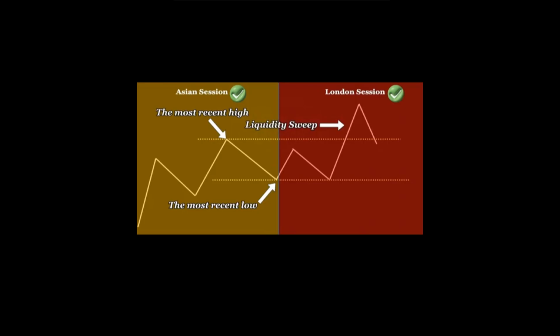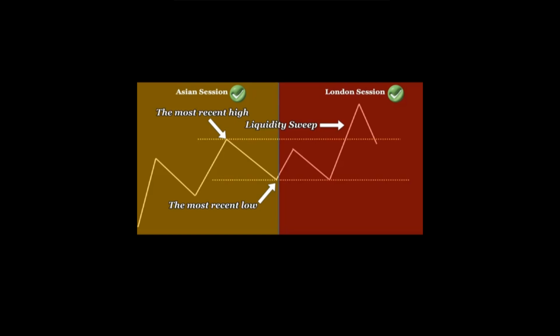This is a textbook liquidity grab, a deliberate trap designed to lure breakout traders in the wrong direction before reversing the move. You'll see this pattern appear over and over again, but it's most reliable when it happens during the London session, because that's when institutional algorithms actively hunt retail liquidity before launching the real move.